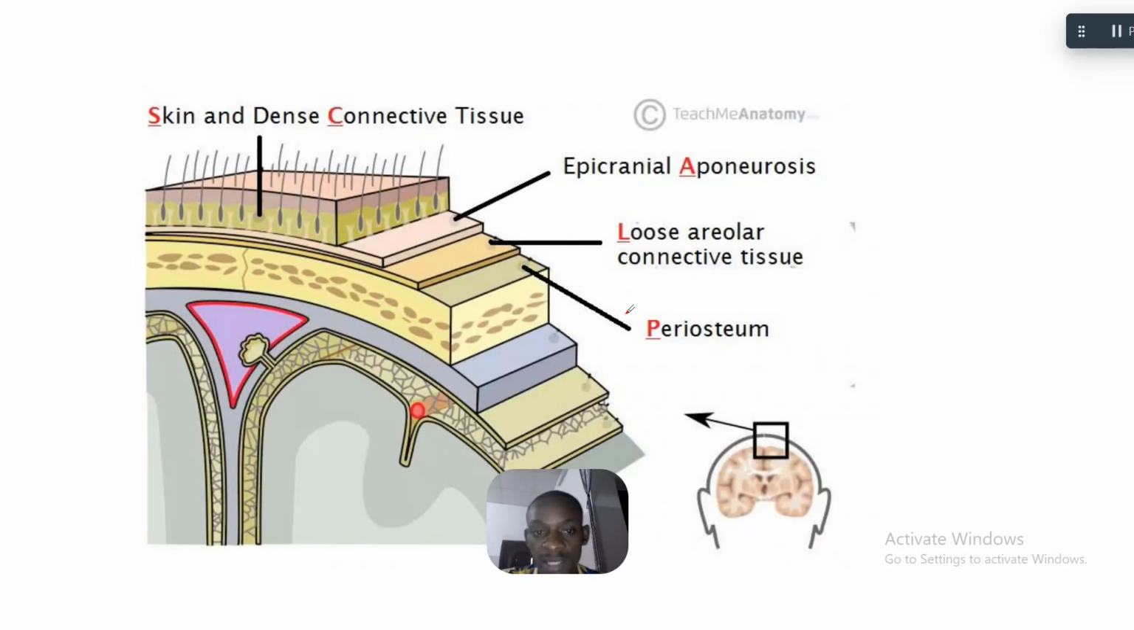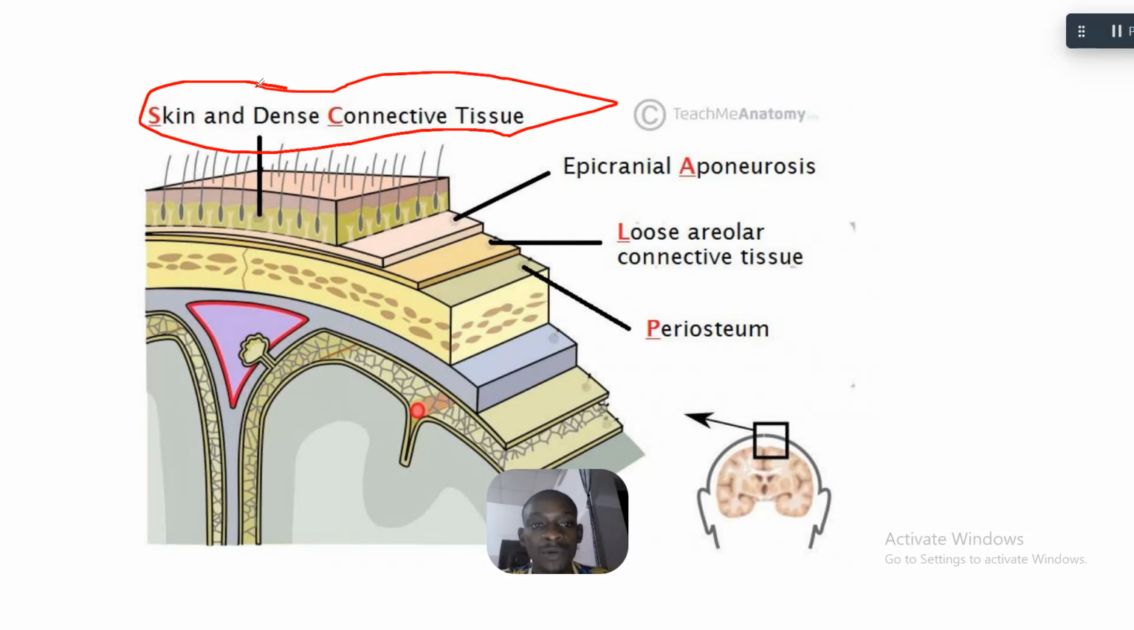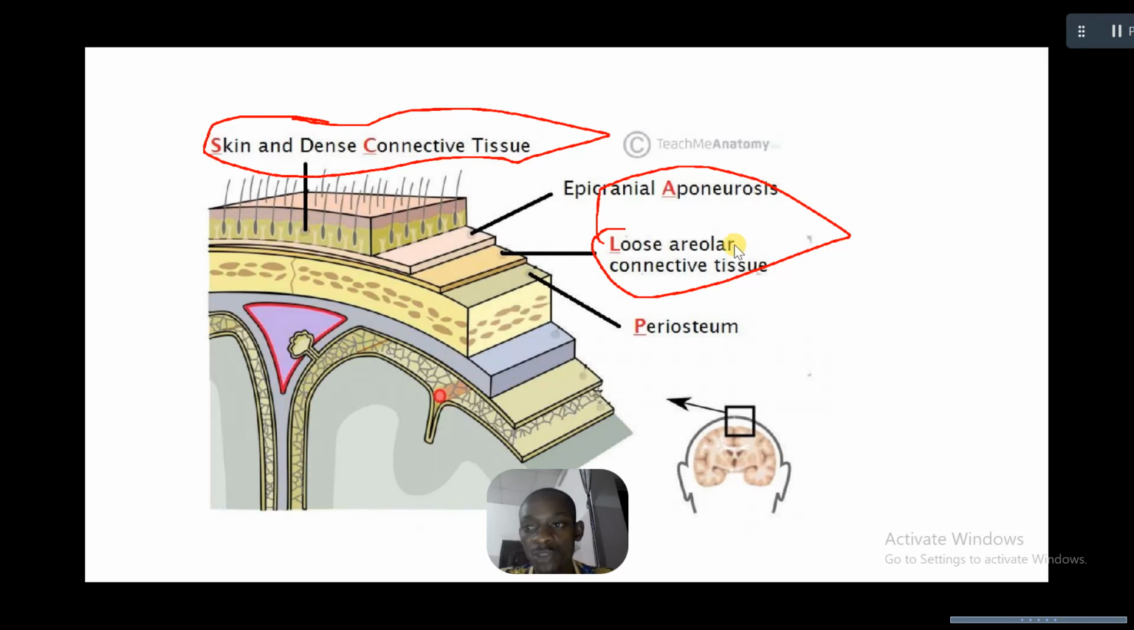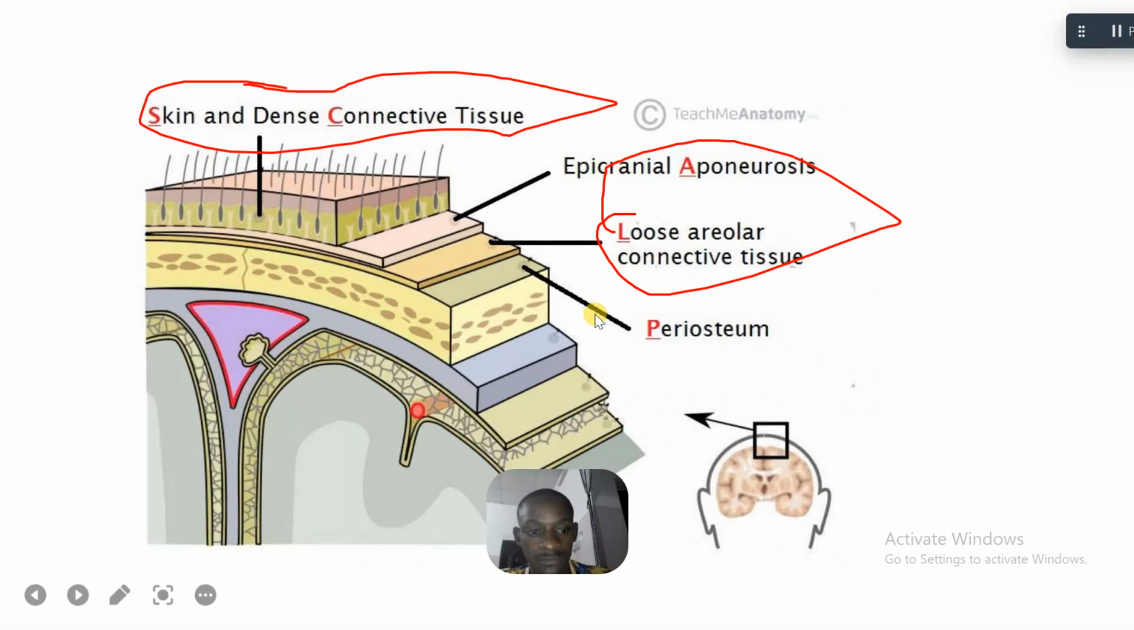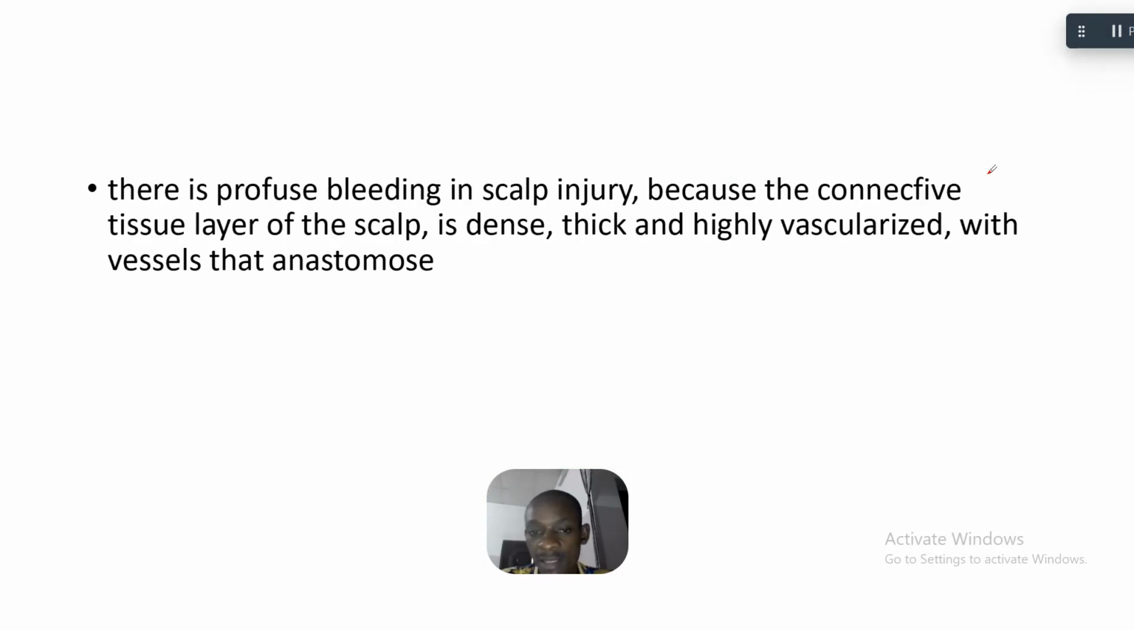Okay, so let's proceed, guys. First of all, we'll look at the layers of the scalp. Just note the layers of the scalp because as we proceed in this lecture, we'll be referring to the loose areolar connective tissue. We'll also be relating to the periosteum, but we'll focus mainly on the loose areolar tissue.